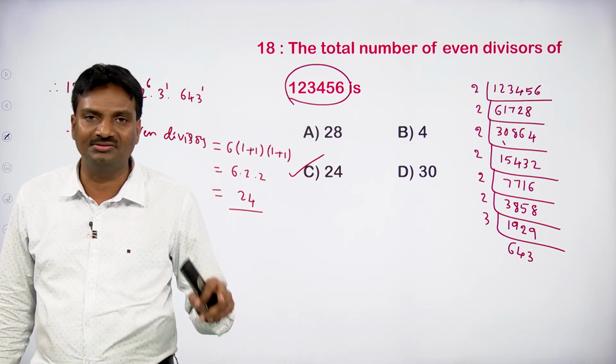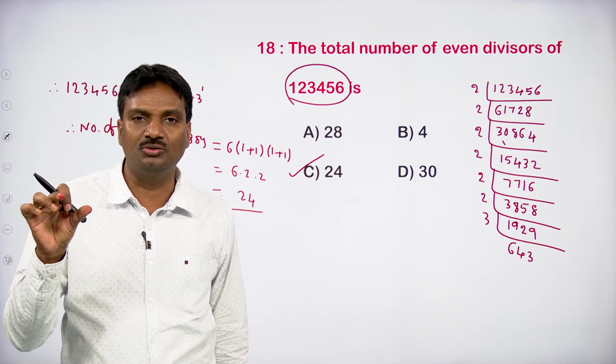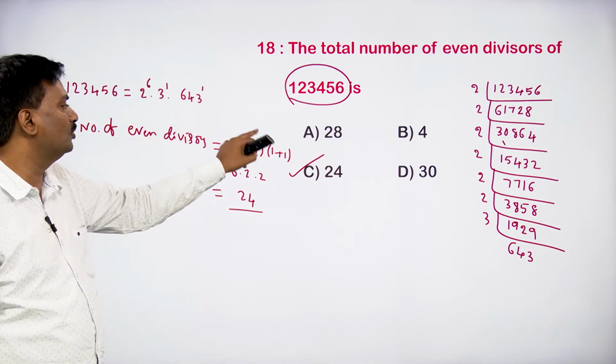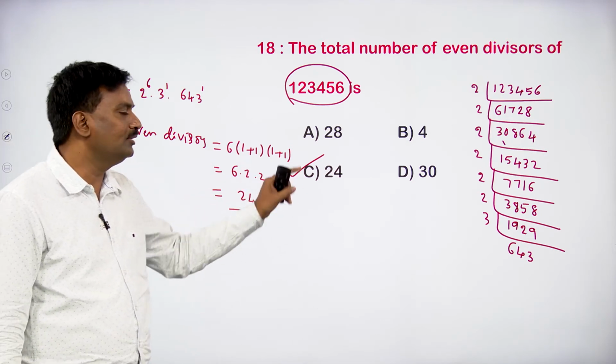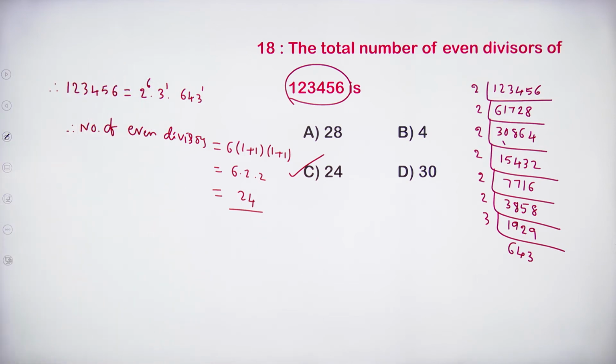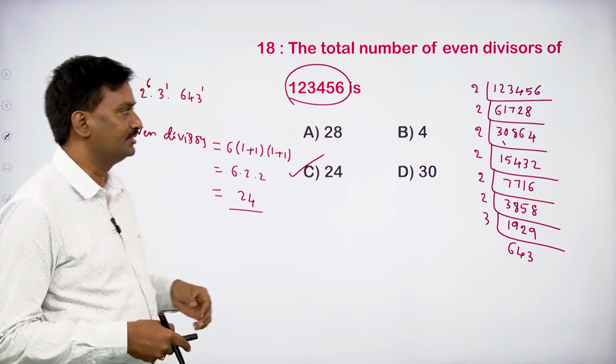According to the given passage, the number of even divisors of natural number n equal to P into Q plus 1 into R plus 1. So P equal to 6, Q equal to 1, R equal to 1, substitute and simplify, we have gotten 24. So option C is the correct option for the given problem. So take the screenshot. So this is the comprehension passage type. With respect to the given passage, we have 3 questions. Next, let us go to the next problem.